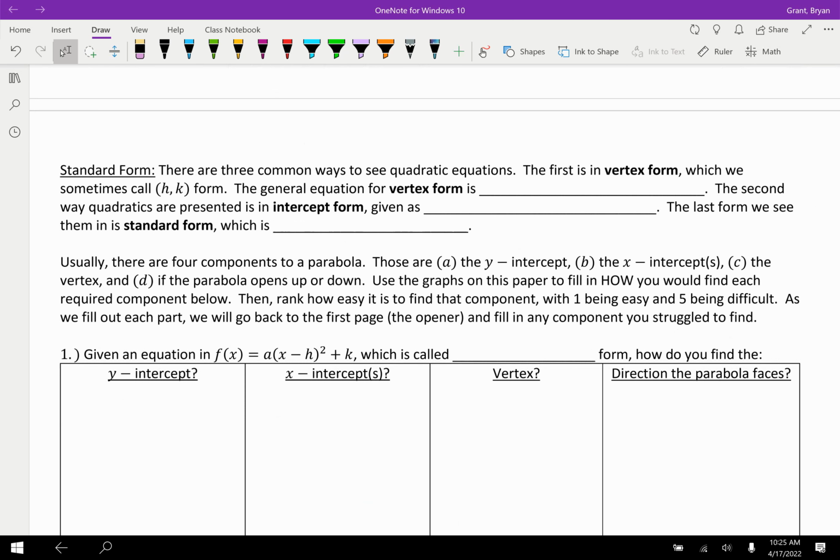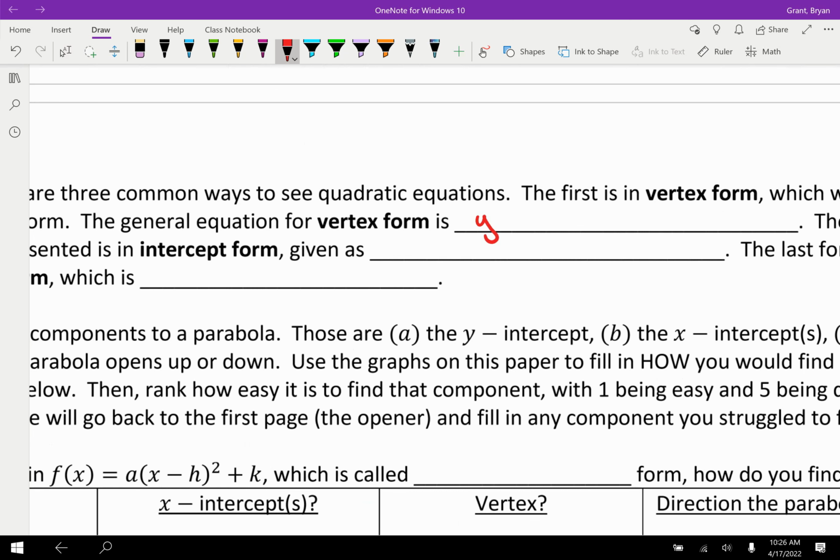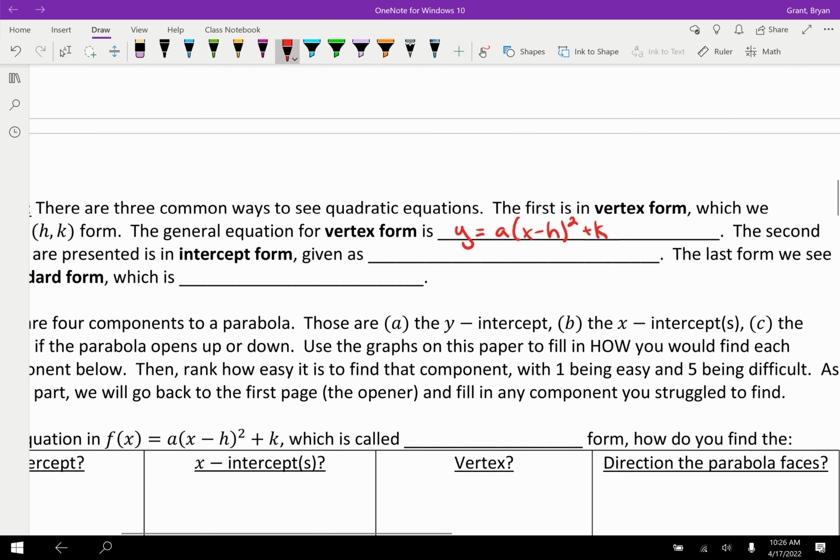All right, 3 common ways to see quadratic equations. The first is in vertex form, which sometimes we call HK form. And the general equation for vertex form is that y equals a(x minus h) squared plus k. This is the form that we learned in topic 7, so if you need to go back to any of those lessons, please do.